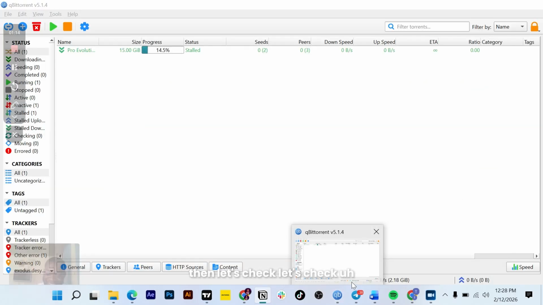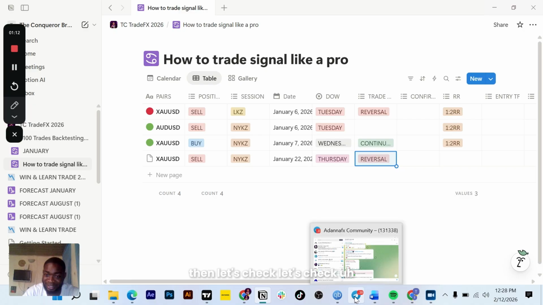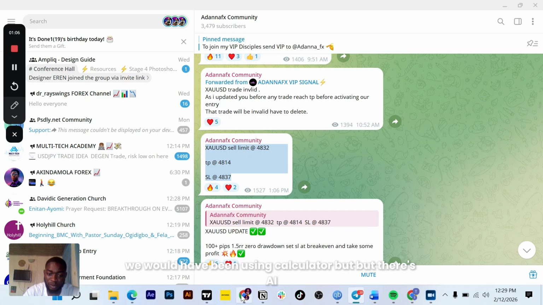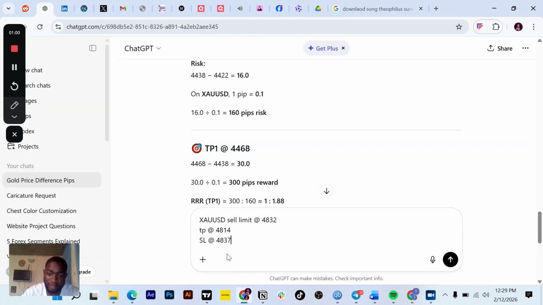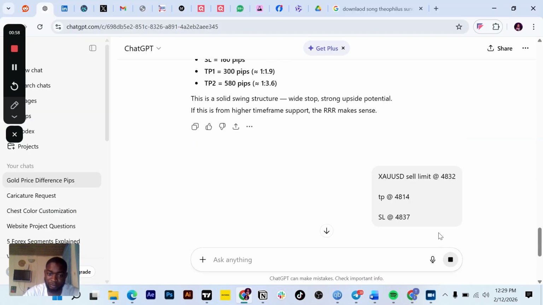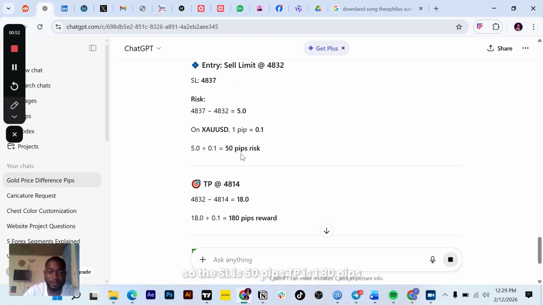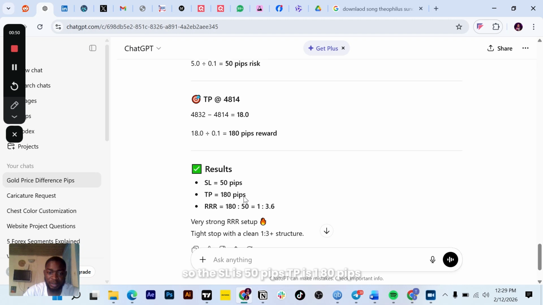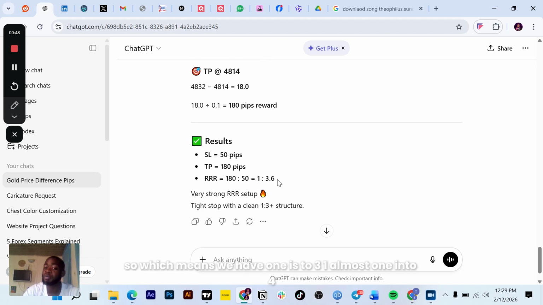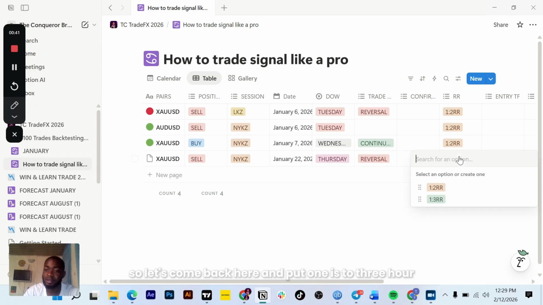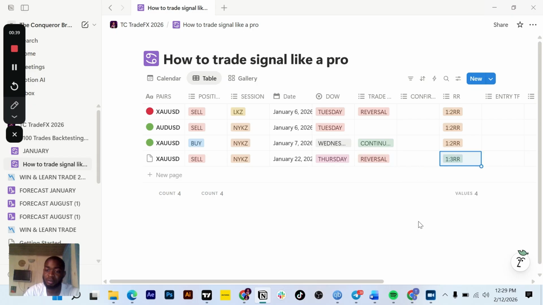Then let's check how many RR. Let's copy the trade and ask ChatGPT, so that I won't disturb ourselves. I would have been using a calculator, but there's AI. So the SL is 50 pips, TP is 180 pips. So which means we have 1:3, almost 1:4. But let's just call it 1:3 RR. So let's come back here and put 1:3 RR.